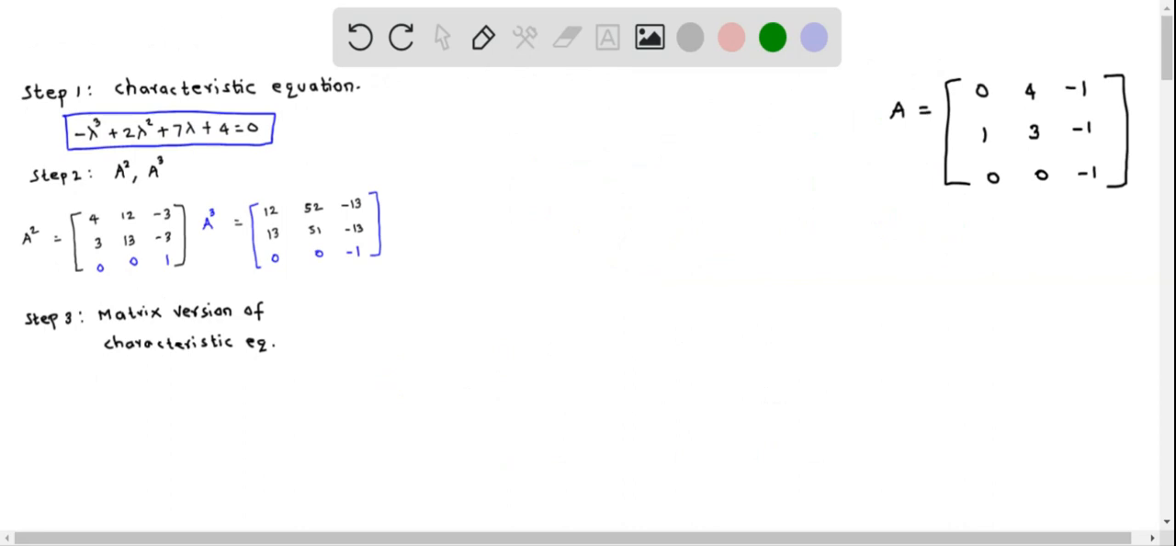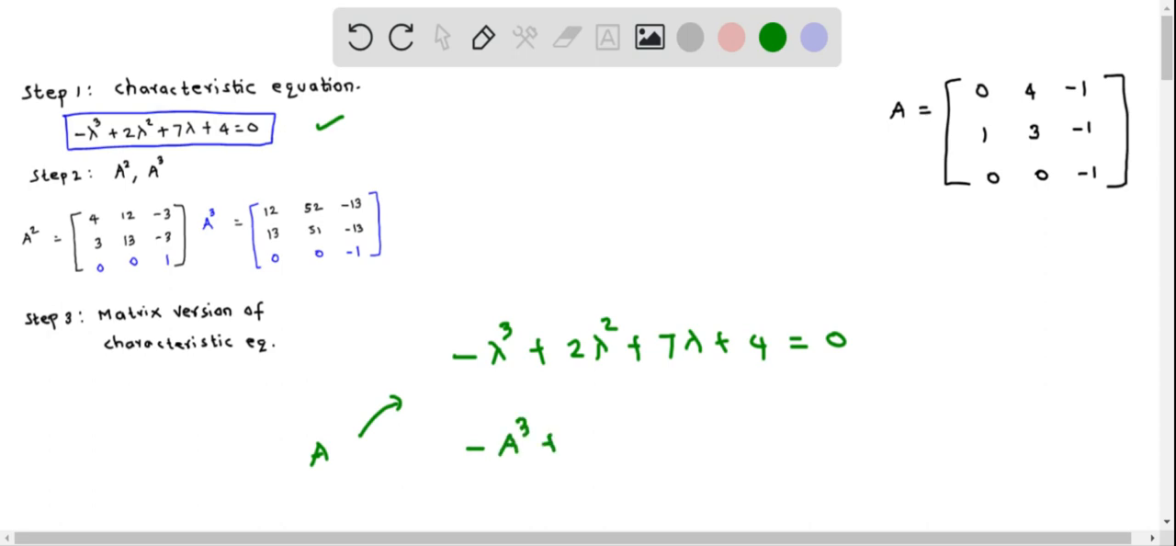Let's do step 3. So here we write down the matrix version of the characteristic equation. First let me copy the characteristic equation, that is negative lambda cube plus 2 lambda square plus 7 lambda plus 4 equals 0. So in this equation we have to replace all lambda by A. So therefore this becomes negative A cube, or A power 3, plus 2A power 2 plus 7A plus 4.